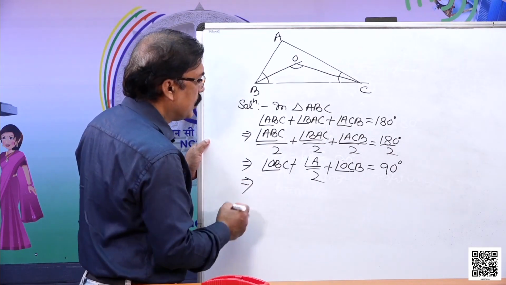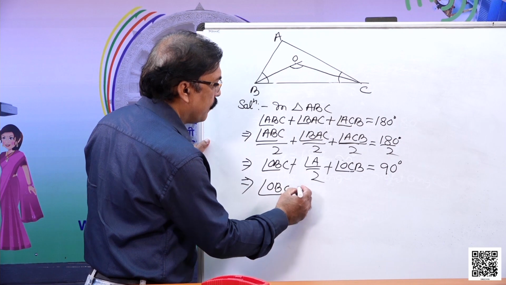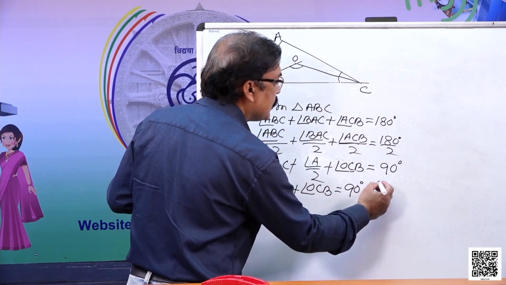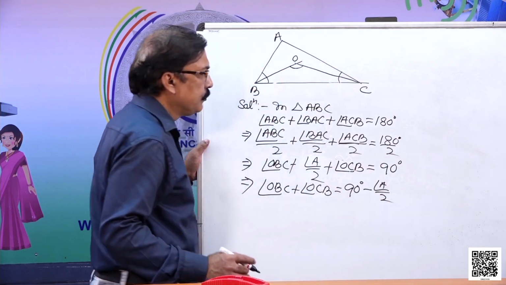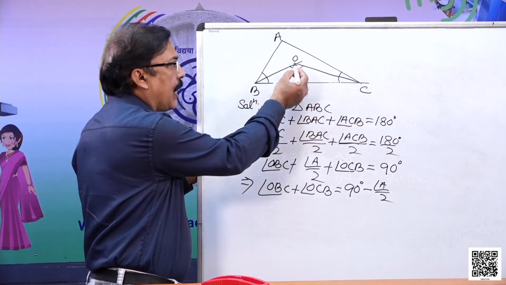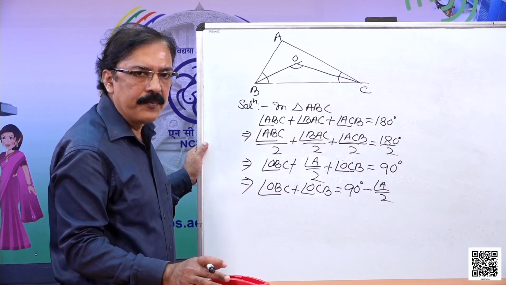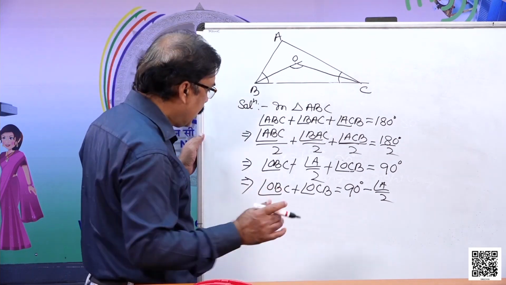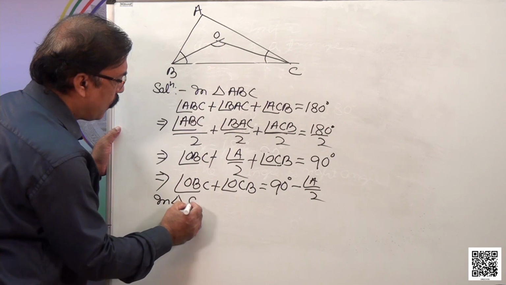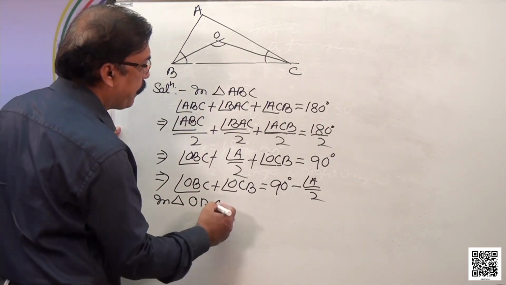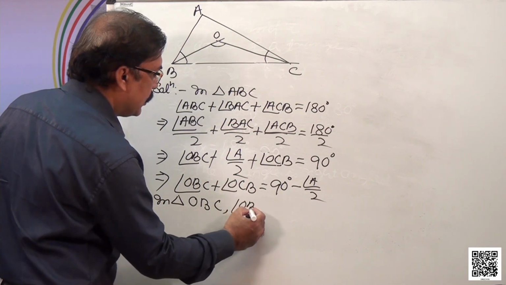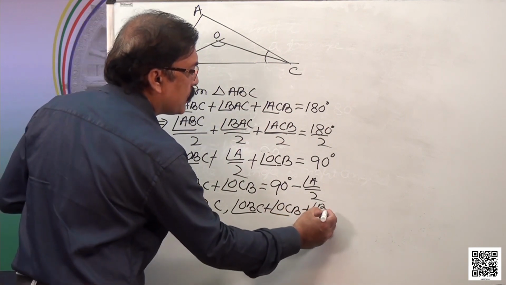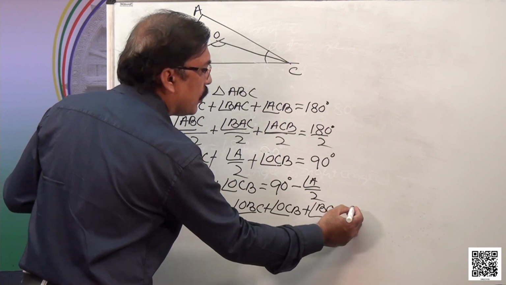Now this shows that angle OBC plus angle OCB is equal to 90 degree minus angle A by 2. Now let's consider the triangle OBC. In triangle OBC, again, if we put the angle sum property, what do we get? We get, in triangle OBC, angle OBC plus angle OCB plus angle BOC is equal to 180 degree.